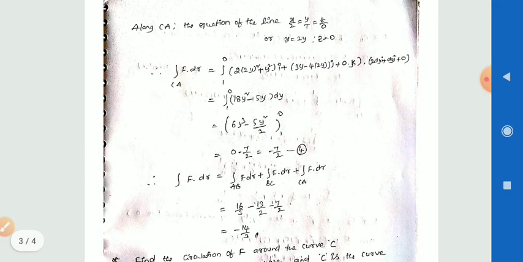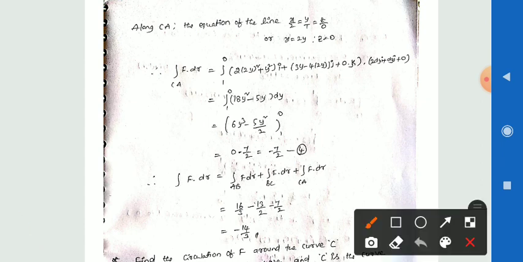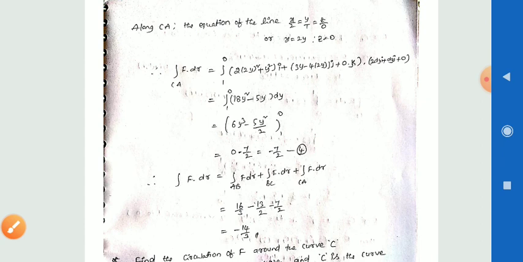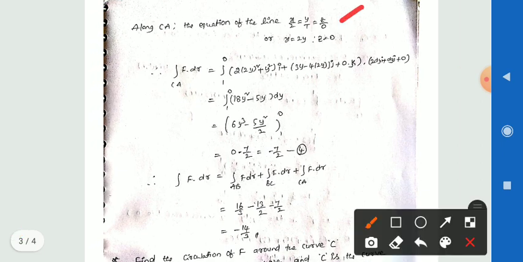Now I am taking the equation of the line along CA. I take x by 2 is equal to y by 1 is equal to z by 0. That is, x by 2 is equal to y by 1 is equal to z by 0. Then we can write x is equal to 2y, and z is equal to 0. Therefore in the x place we write 2y, and in the z place we write 0.